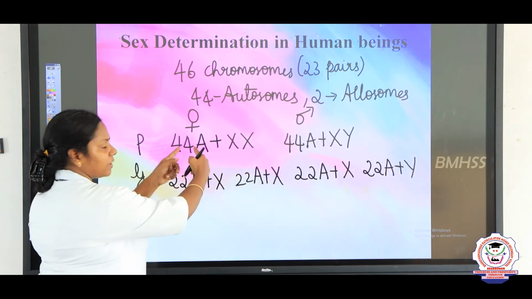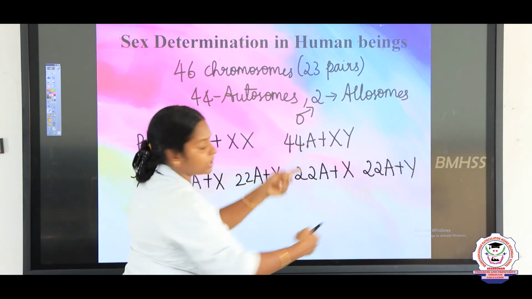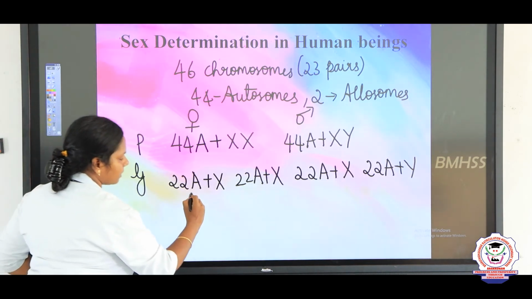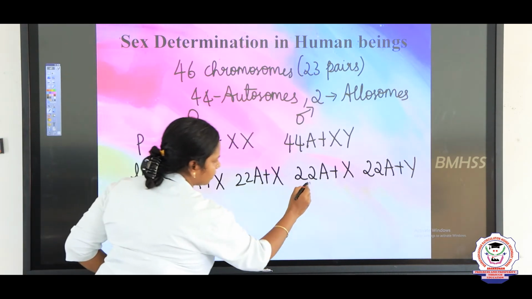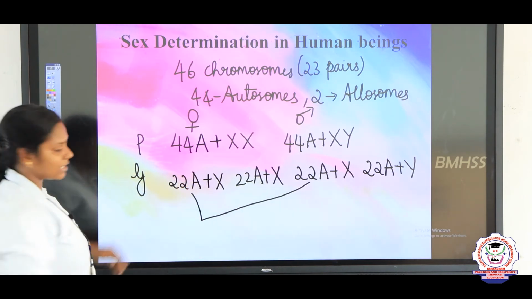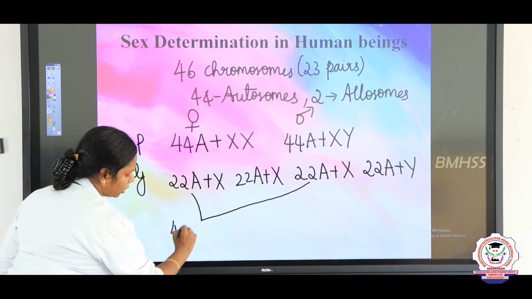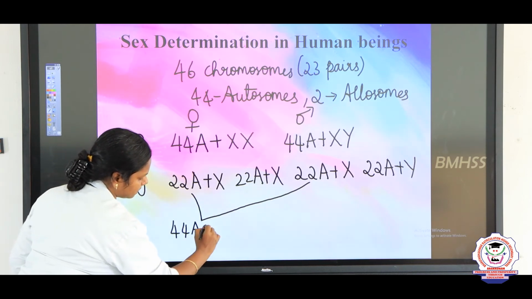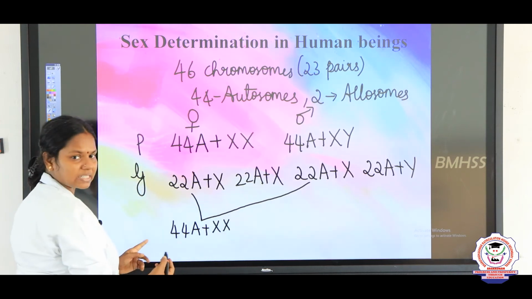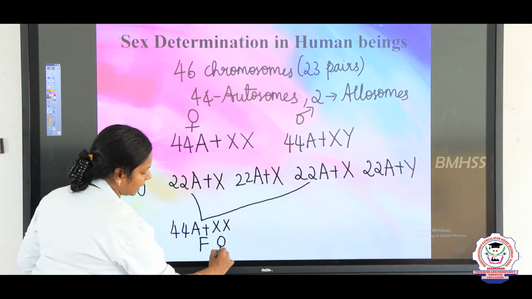Because the female produces 2 similar gametes, and males are heterogametic, so 2 dissimilar gametes. Now what happens? When the X from the male combines with the female X, what will be the gender of the children formed? 44 autosomes plus XX. So, what is it? It is a female.